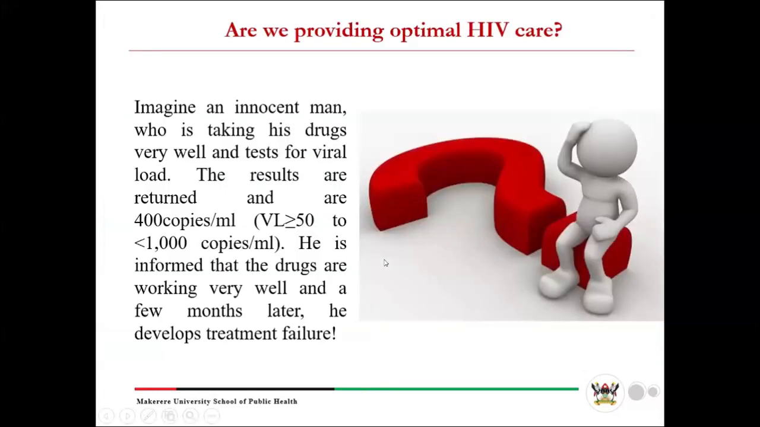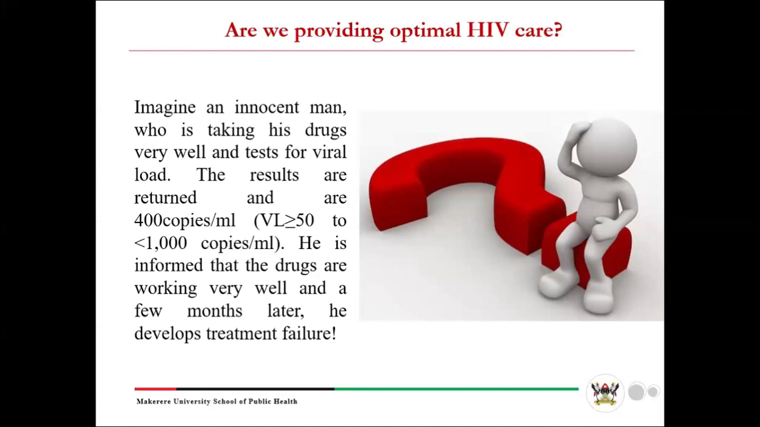And imagine an innocent man who's taking his drugs very well. And this innocent man decides to go and test for viral load. And the results are returned and his viral load is 400 copies per mil. 400 copies per mil is in the range of low-level viremia, which is between 50 and 1,000 copies per mil. In many health facilities in sub-Saharan Africa, this innocent man will be informed that the drugs are working very well and he will be sent back home happy.